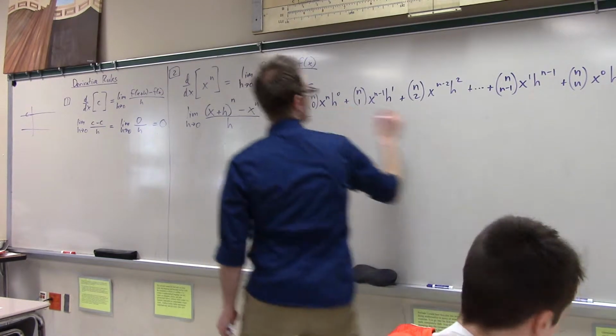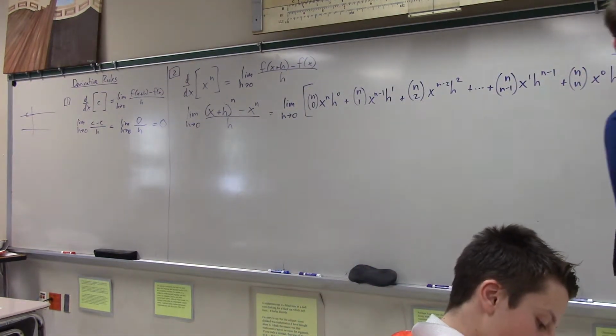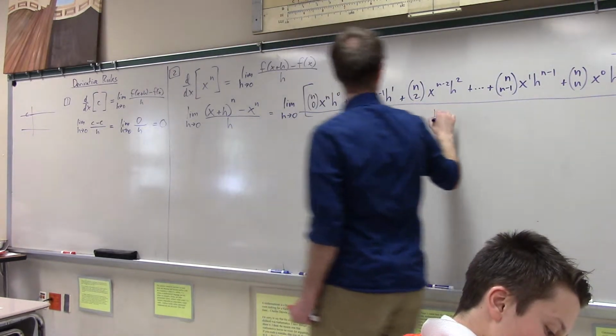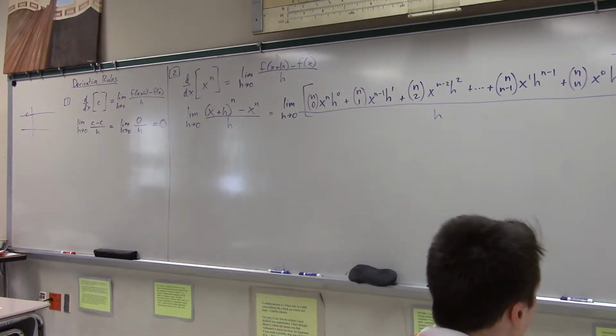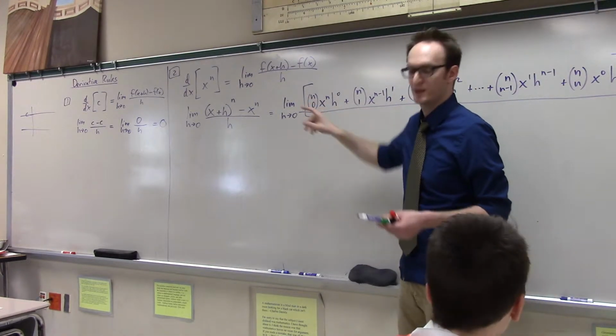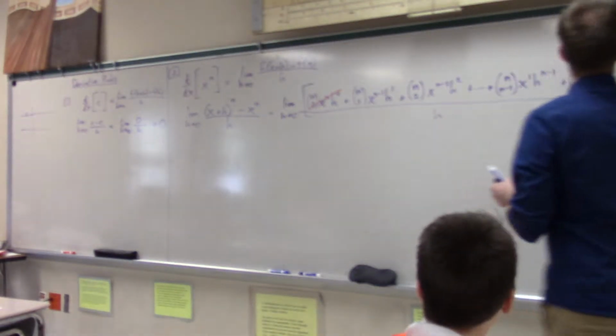All of that's just the binomial theorem applied to x plus h to the n, and then minus x to the n, all over h. But that last x to the n just gloriously cancels this first one, because n choose 0 is just 1. Then you can divide everything by h.